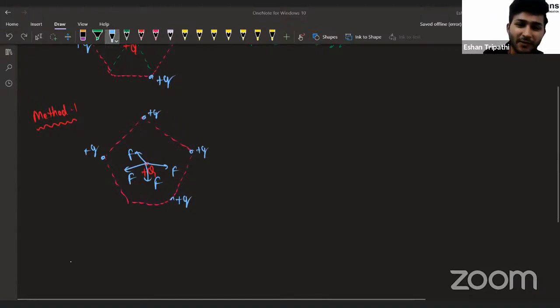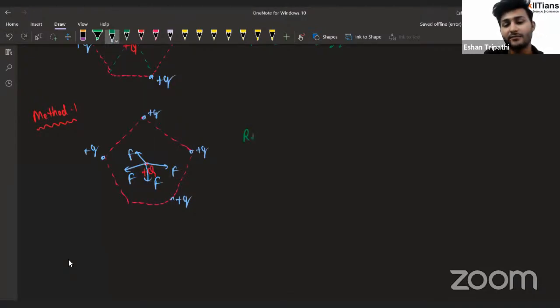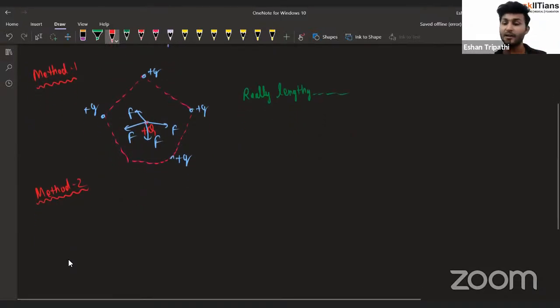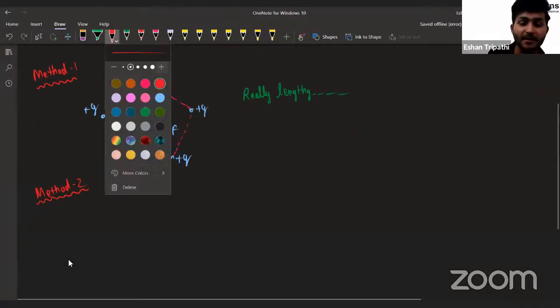So guys, this is method one, which is really lengthy. We are not going to use it. We'll use the second method. And this is a method which is used for JEE in grade 11th also, in grade 12th also. In a number of chapters you have used it. That is the method, not principle.